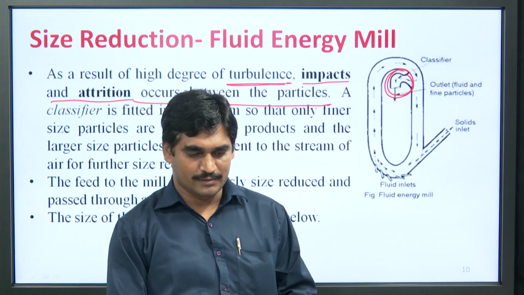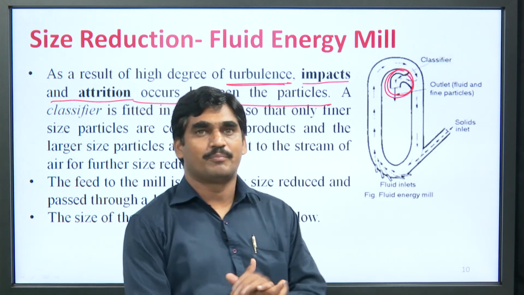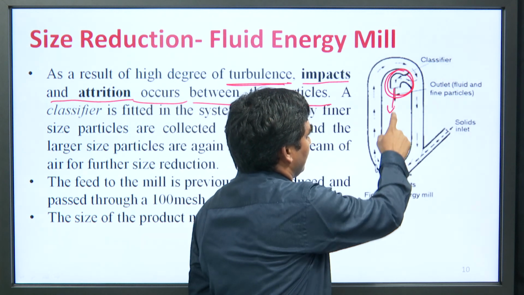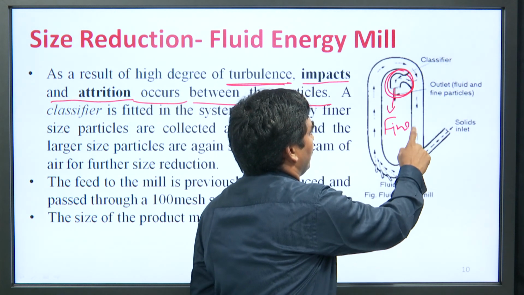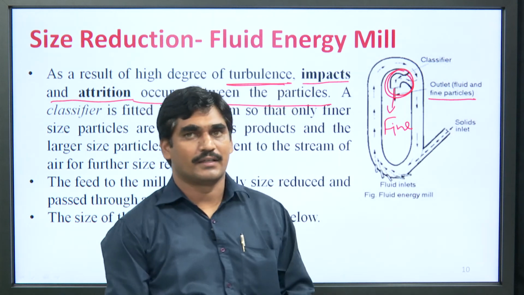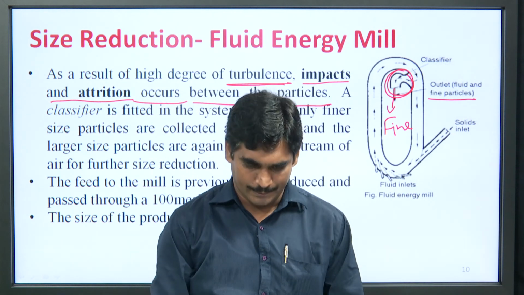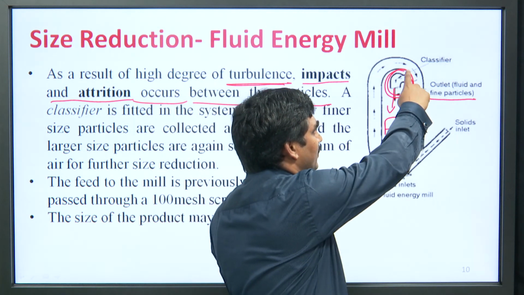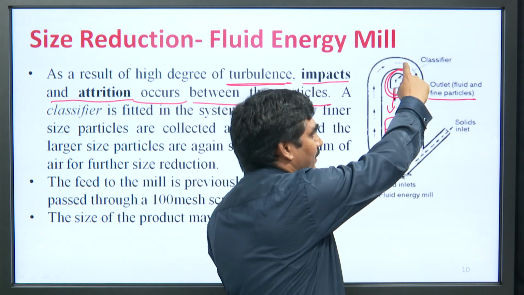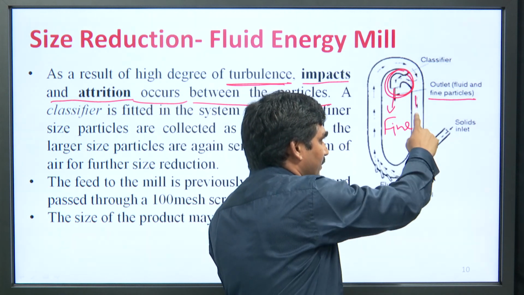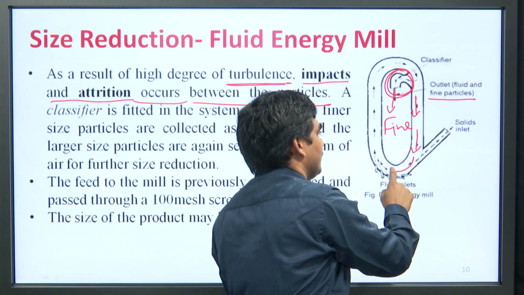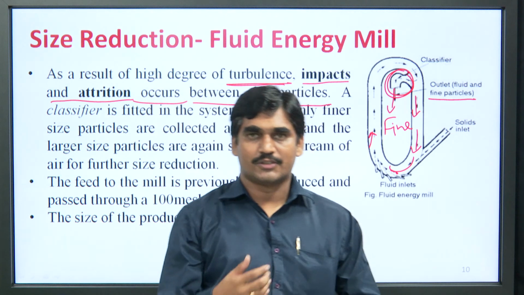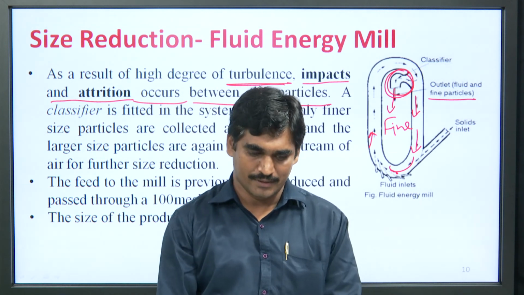With the help of this classifier, fine particles are collected as a product from here. The larger sized particles do not come out with this classifier, only fine particles come out, and larger particles will again go for size reduction in this chamber or in this loop, sent to the stream of air for further size reduction.